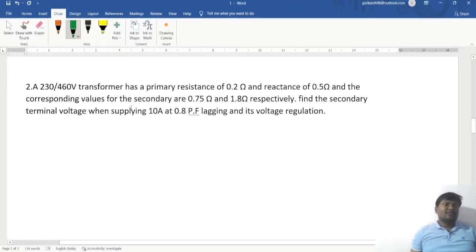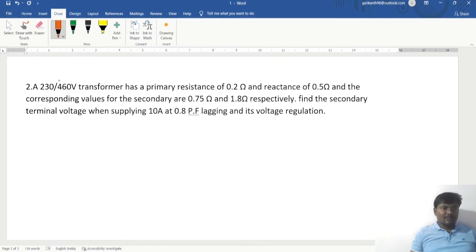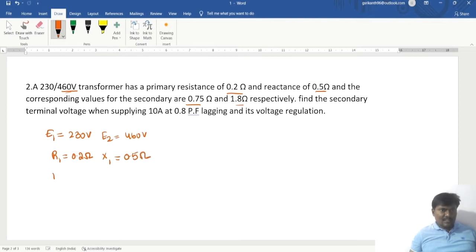So coming to the second problem, a 230 by 460 volts transformer has a primary resistance of 0.2 and the reactance of 0.5, and the corresponding values of secondary are 0.75 and 1.8. So here the primary induced EMF is 230 volts and the secondary induced EMF is 460 volts, and the primary resistance R1 is equal to 0.2 ohms and the reactance is 0.5 ohms, and now R2 is 0.75 ohms and the X2 value is 1.8 ohms. Find the secondary terminal voltage.